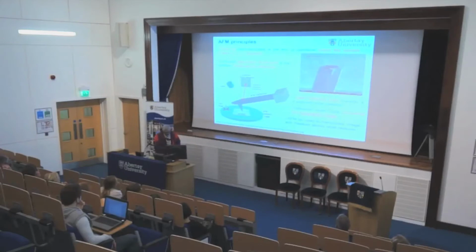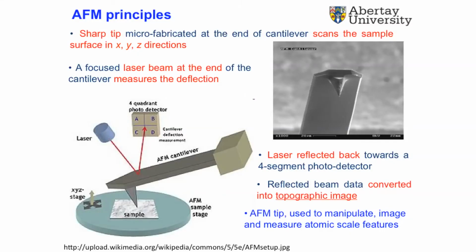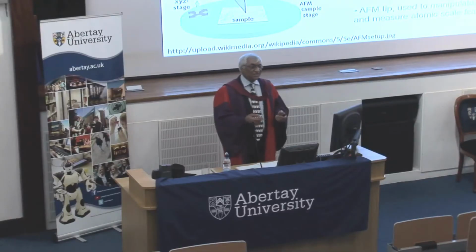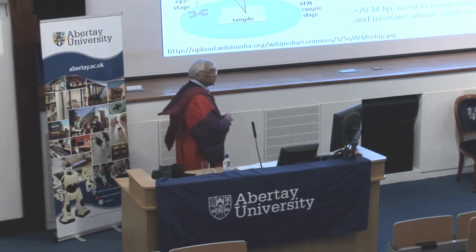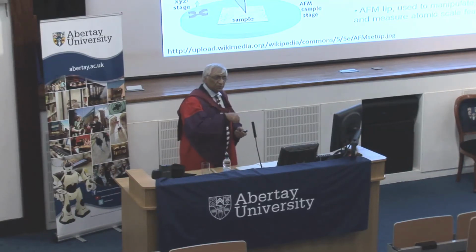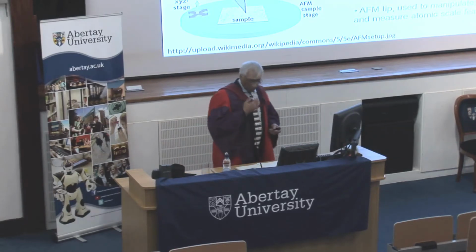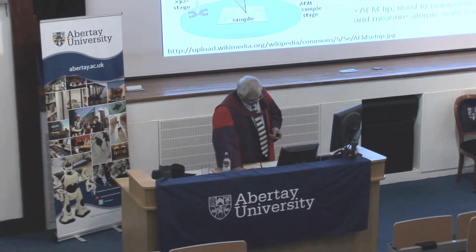In brief, what happens with this microscope that they discovered? There is a tip that scans the surface, a laser is focused and gets reflected. When there are undulations on the surface, it converts this signal into an image. Not only an image, but you can measure their properties. And if you apply more force, you can scratch the surface. You can create your own patterns.